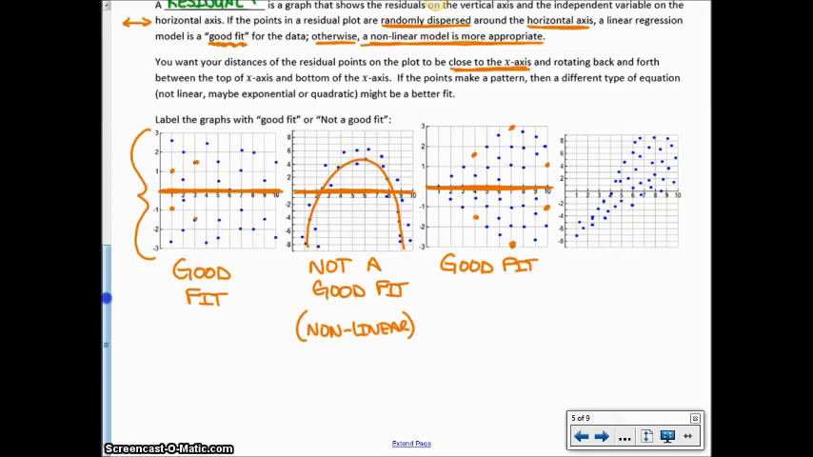Okay, and then the last one, obviously, since it makes that pattern, even though it looks like it makes a line, that doesn't necessarily mean that a linear model would work, because we're looking for something that is randomized above and below. So this one's not a good fit.